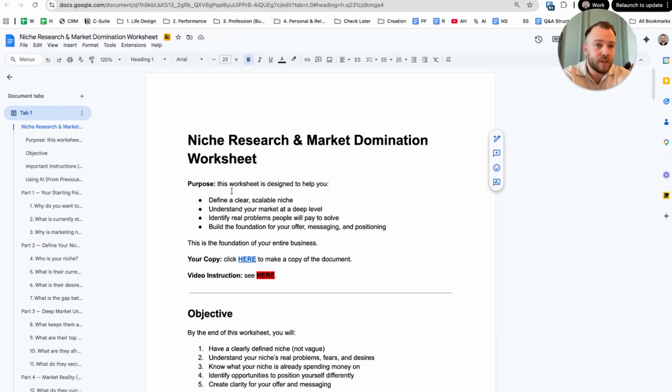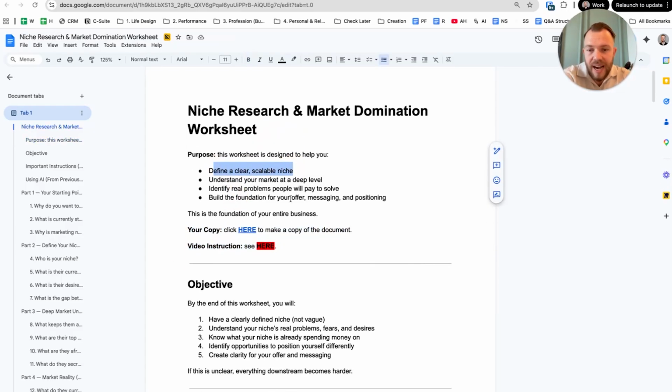And the purpose of this document, and I'll give you the instruction here so you can watch that, is you need to define a clear, scalable niche. You need to understand your market at a deeper level. You need to identify real problems that people will pay to solve, right? And you want to build a foundation for your offer, messaging, and positioning. So before you go to the next modules, you need to make this. If you don't make it, you're going to have a very difficult time scaling. I'm being very honest with you, okay? This is one of the things you need to make in order to have real clarity and strategy, which you're going to have with me on the calls that we're going to have in the Q&As.